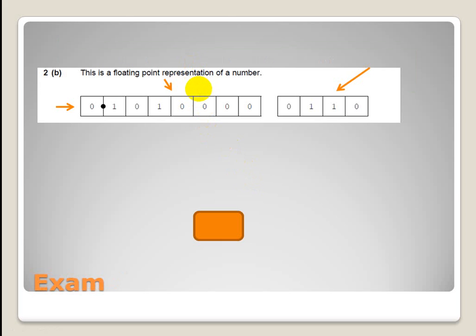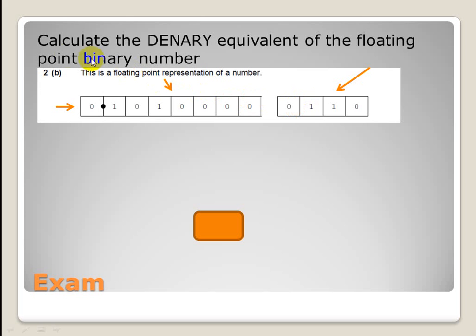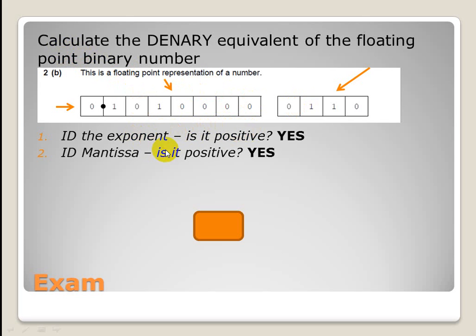What comes to mind? I'm not going to go back in the slides. You must now have step 1, ID the different parts. They've actually made it easier for you by putting the decimal in. In the previous example you had to put the decimal in, but here it has been put in, and the first part is our most significant bit that tells us, is this a positive or negative number? It's positive. This is our Mantissa, this is our exponent, and in the exam they actually tell you this. The exam question was, calculate the denary equivalent of the floating point binary number. ID the exponent. Is it positive? ID the Mantissa. Is it positive? Both positive. Convert the exponent. 6. What does the 6 mean?